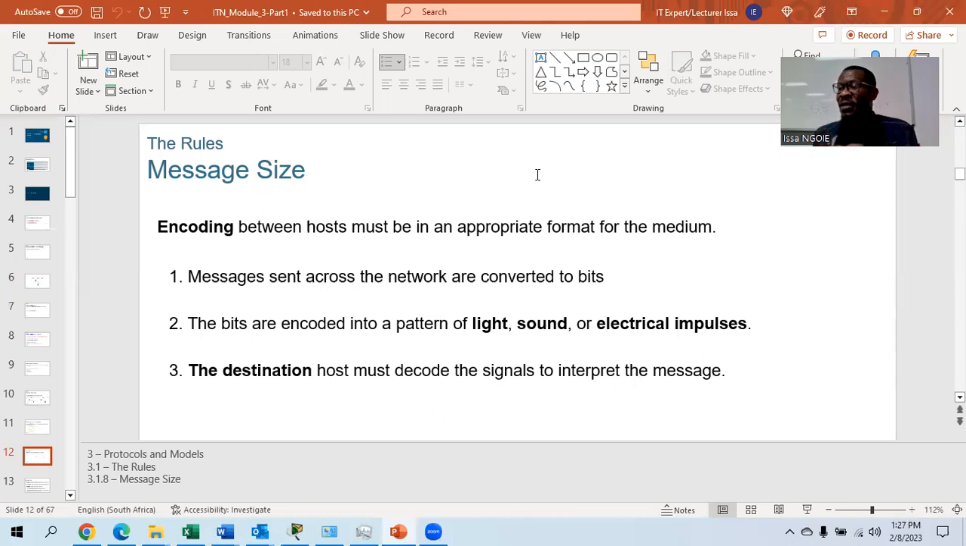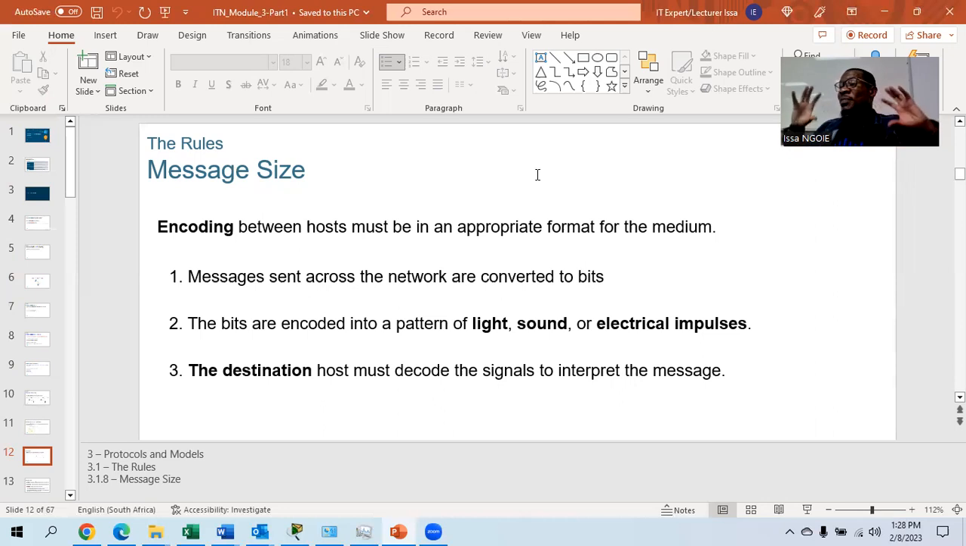This is the meaning. So when you send your message, it will be converted to 0 and 1, right? And your 0 and 1 will depend on the type of cable that you are using. If you are using fiber optic, your signal will be as light, right? Now, when the destination receives your message, the destination needs to decode it, needs to understand 1 and 0, what does it mean?